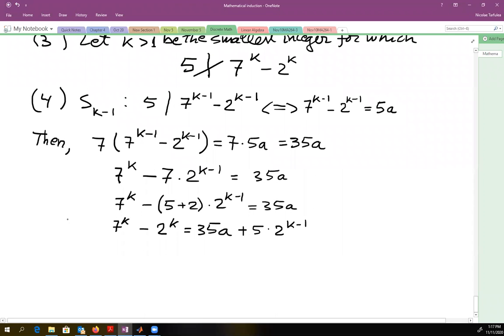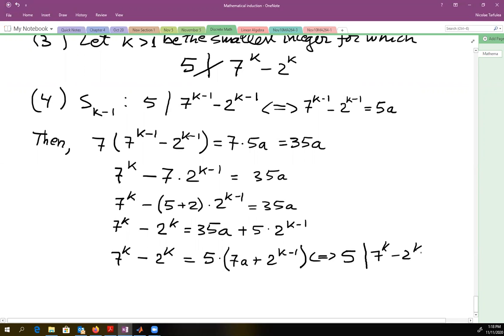because look what happens. So we have 7 to the k minus 2 to the k. On the right-hand side, we can factor out 5. That's very easy to see, right? So this is 5 times 7a plus 2 to the k minus 1. Or in other words, 5 divides 7 to the k minus 2 to the k, which is a contradiction.